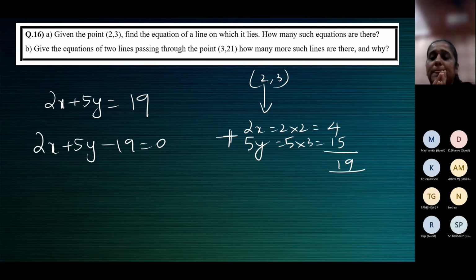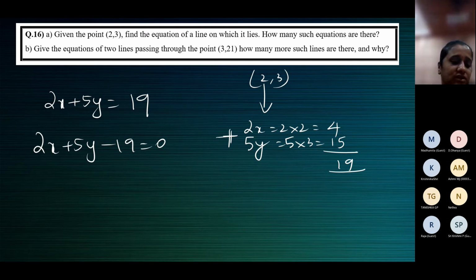All right? So given the point (2, 3), find the equation of a line on which it lies. We have discussed that. How many such equations are there? There are infinitely many lines, and so there are infinitely many equations.